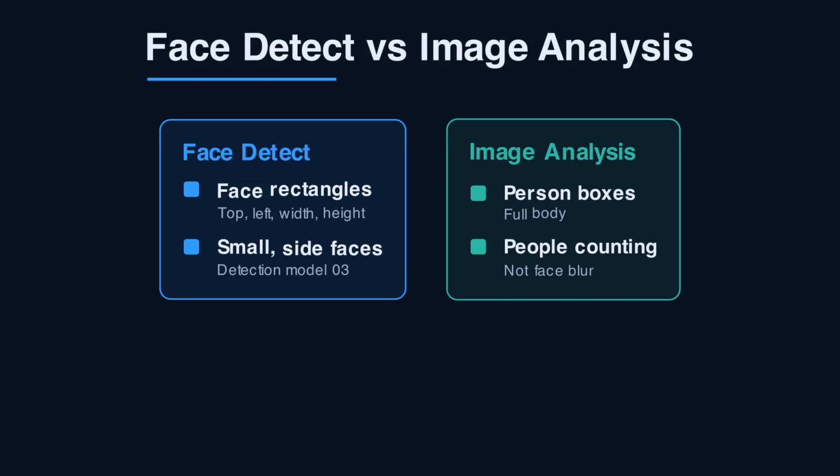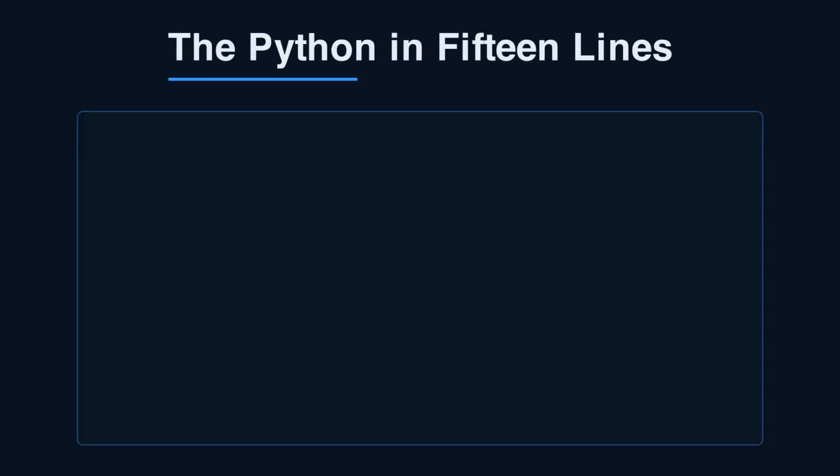Image Analysis People Detection returns full-body bounding boxes. Great for counting shoppers, useless for tight face blur. Picking people means blurring whole torsos. Wrong tool, bad output. Here is the whole job.